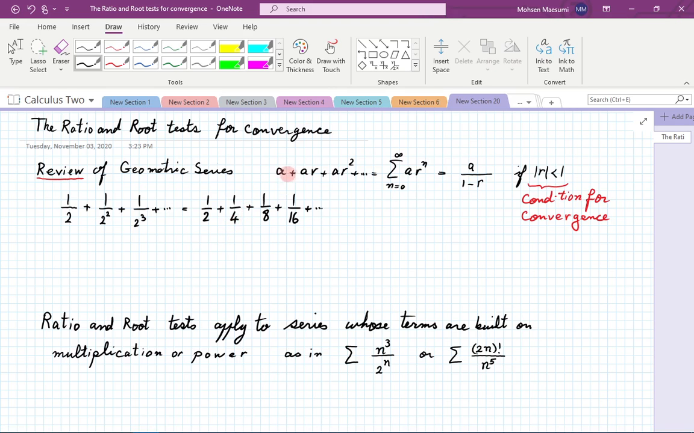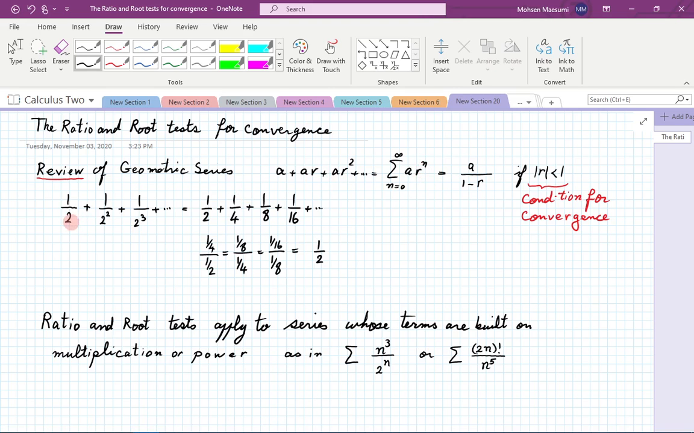One way: here we were multiplying by r to get the next term. If we divide consecutive terms, we are going to see what the r is. For example, if I take 1/4 and divide it by 1/2, so the next divided by the previous, or if you wish 1/8 divided by 1/4, or if you like 1/16 divided by 1/8, in all of these cases the ratio is 1/2, and since 1/2 is less than 1, I know for sure that the series is going to converge. There is another way of catching r, and that's by taking a root.